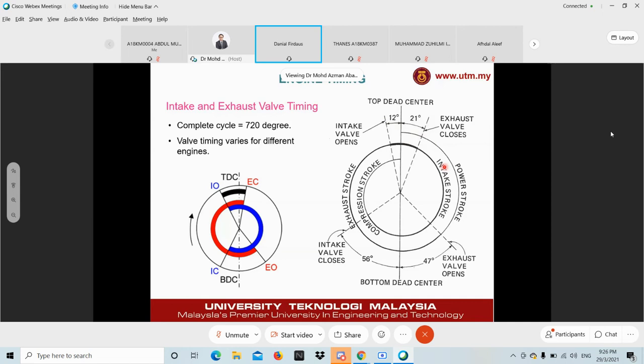Okay, you're talking about the overlap, is it? You're still talking about the overlap, and why at top dead center the valve is still open, not fully closed? During the overlap? Are you talking about the overlap? Yes, at the top dead center.